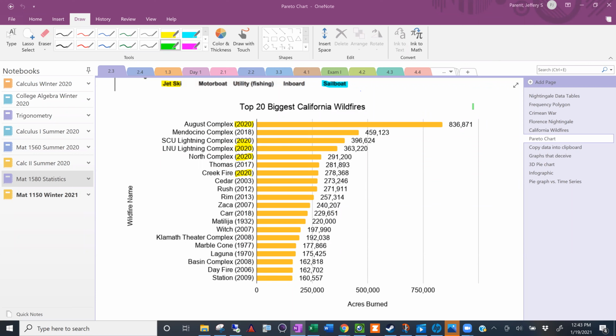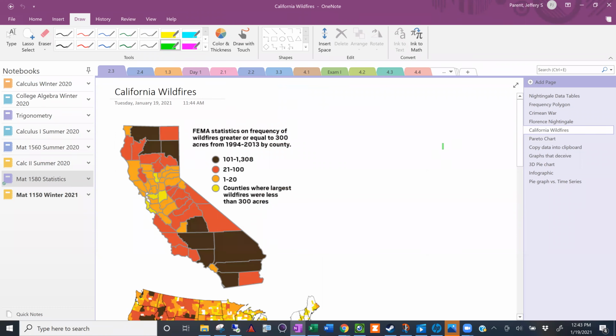But there's other ways to represent data as well. There's a lot of creative ways. So let's take a look at some of the more creative ways. One of them I saw in association with these California wildfires, there's a couple of them. This one's pretty nice because it shows you where the most frequent fires are geographically, and it gives you numbers in terms of the intensity here.